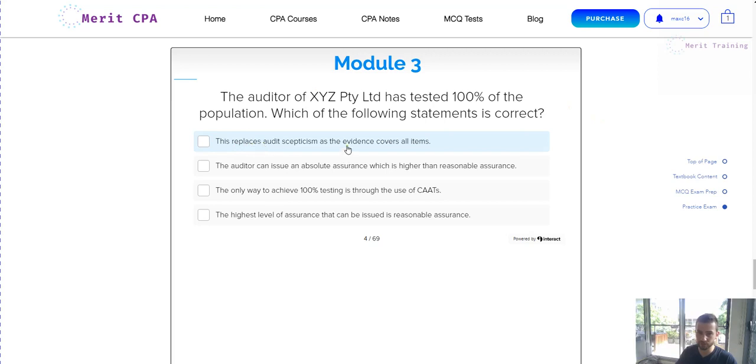So this replaces audit skepticism as the evidence covers all items. So you can never get rid of audit skepticism. If you don't have audit skepticism, then the effectiveness of your audit quality is very low, right? Because skepticism, you need skepticism, right?